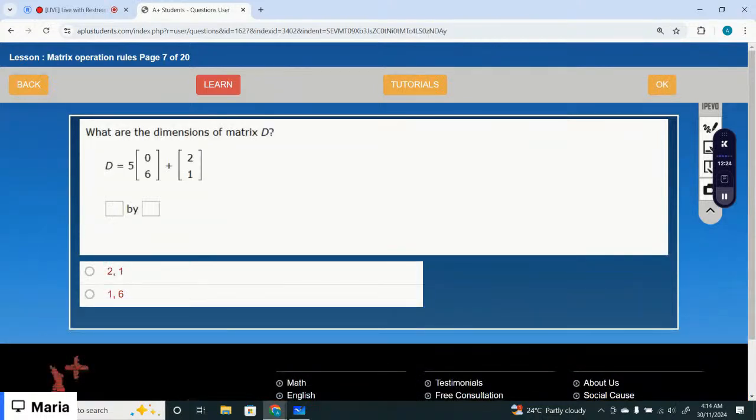What are the dimensions of matrix C? Matrix C has the same dimensions as the given matrices, that is 2 by 1. Two rows and one column.